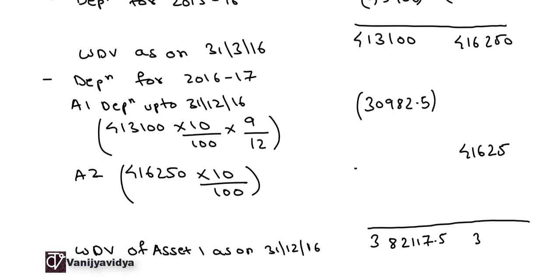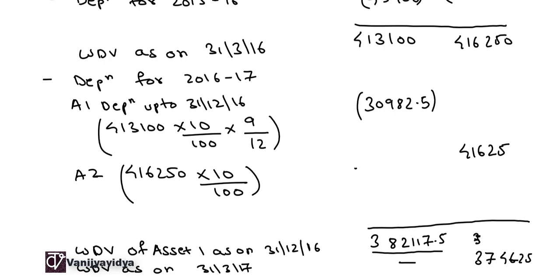I'll write it here, 3,74,625. Now this is WDV as on 31st March 2017. Now as on 31st March 2017, there was no asset 1. So WDV of asset 1 is nil as on 31st March 2017. Now we have got the WDV as on 31st December 2016 for asset 1. Now let us calculate what is the profit or loss on the sale of the asset.